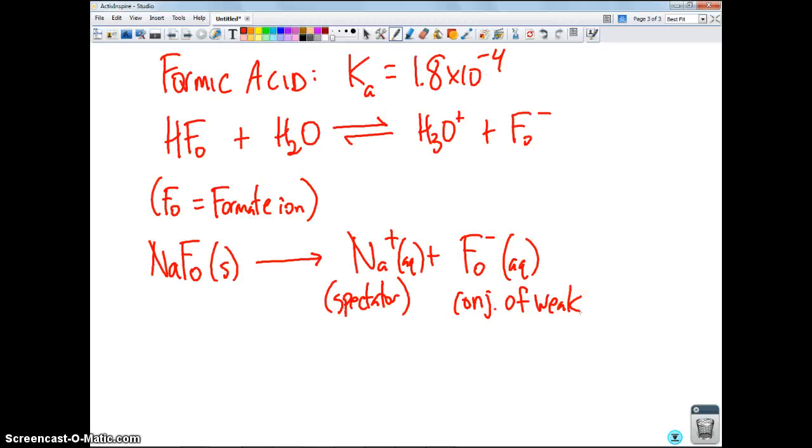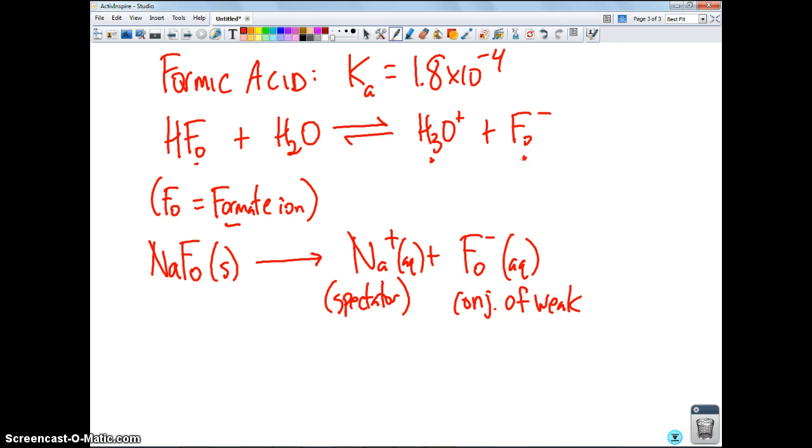So formic acid is a weak acid that has a Ka value of 1.8 times 10 to the negative fourth. We can look at the dissociation of formic acid, HFO, with FO being the formate ion. So when it goes into water, we get the acid reaction. We have an acid, the conjugate acid is here, and the conjugate base is here.